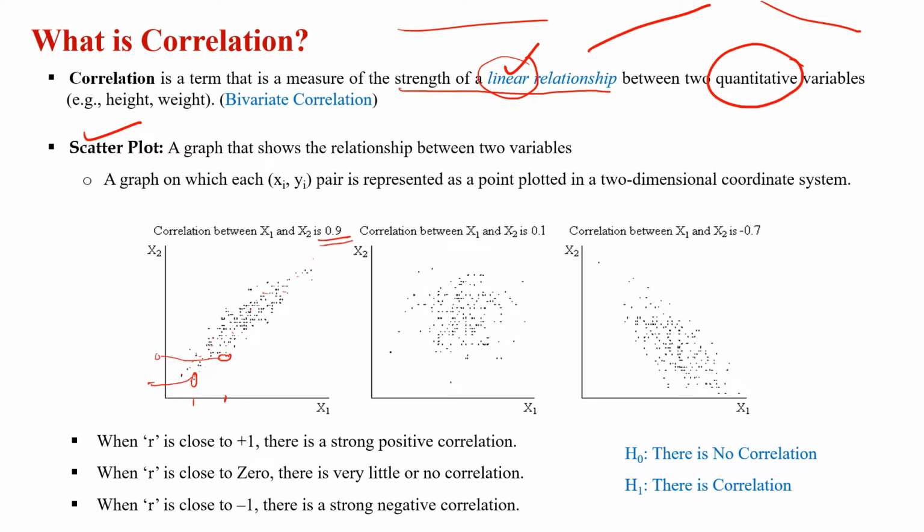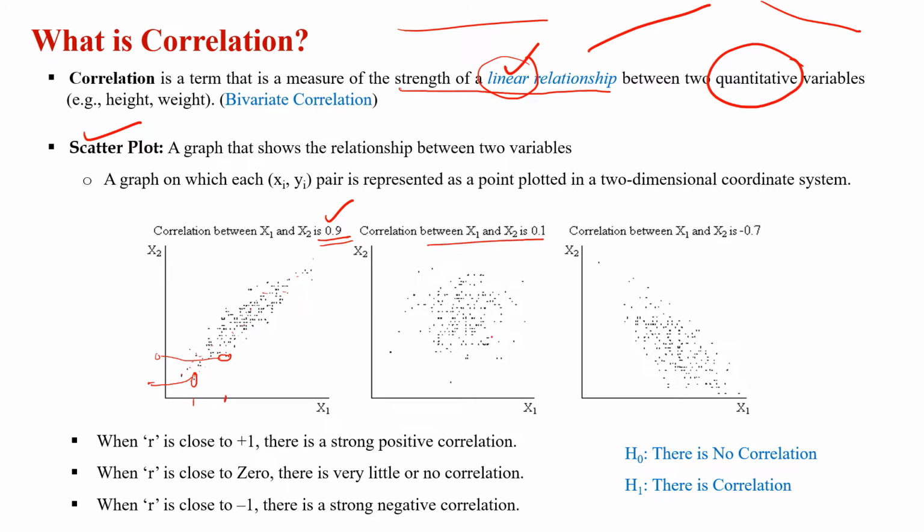If we calculate the correlation coefficient from these data points, it is 0.9. So we can say that 90% of the time when x1 increases, x2 also increases. Over here we have a weak relationship, which is 0.1.